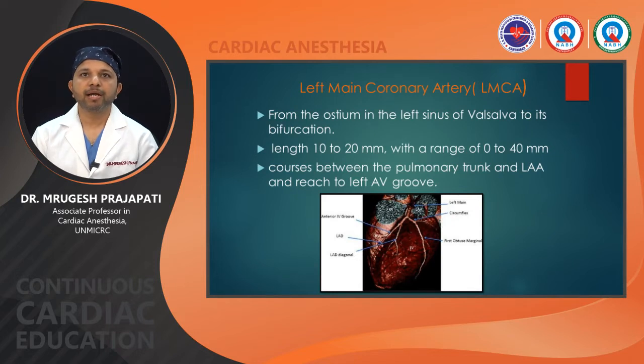The left main coronary artery extends from its origin in the left sinus of Valsalva to its bifurcation. Normally its length is 10 to 20 millimeters, but it may range from 0 to 40 millimeters. It courses between the pulmonary trunk and left atrial appendage and reaches the left AV groove. So this is a figure showing the course of the LMCA.